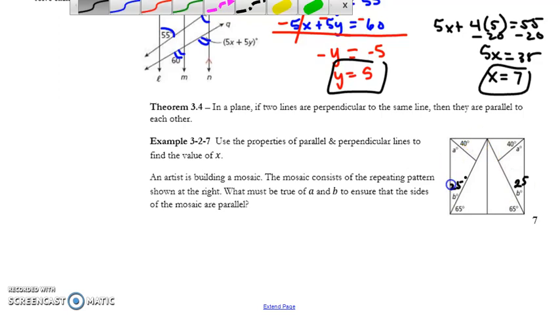And that's going to give you 25 here. So angle B is 25. And then these two together forming that right angle. So A is going to have to equal 50.